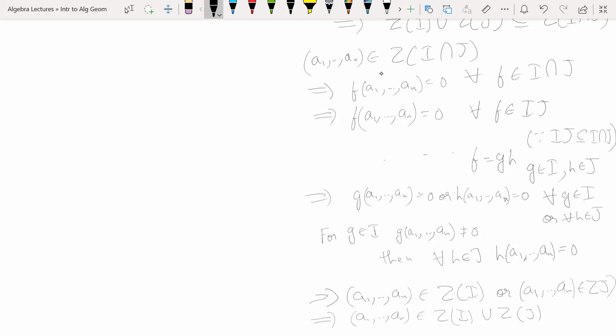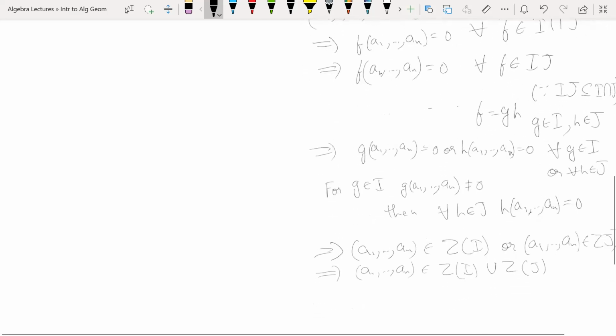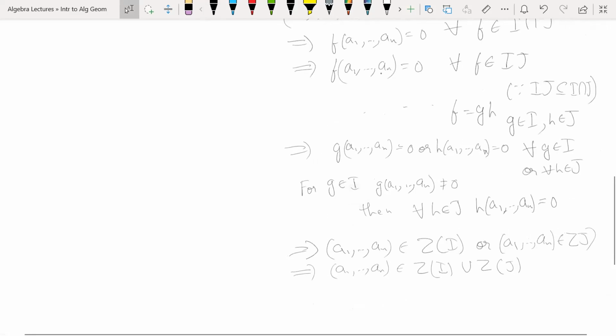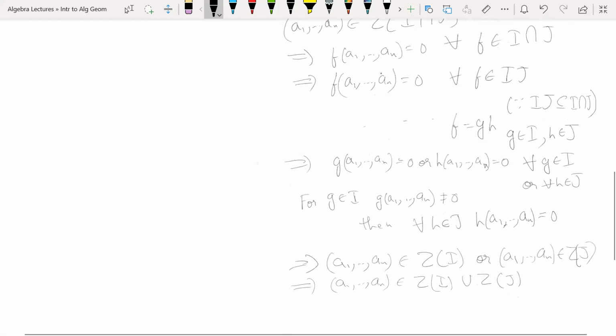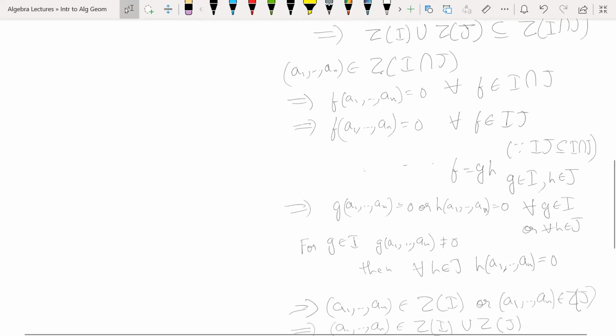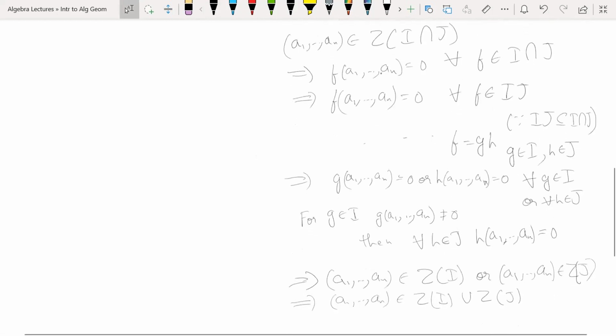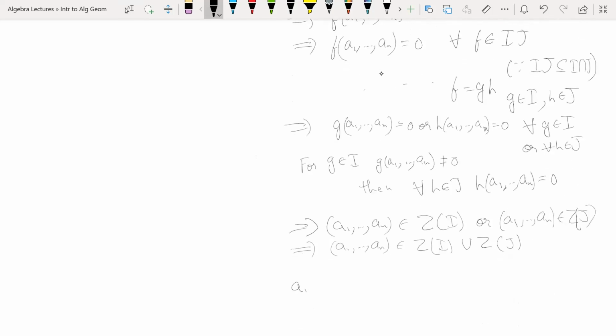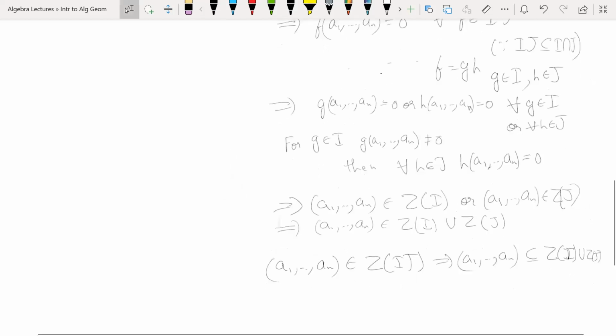Okay, so I hope, though it took a long time, this is not confusing. In fact, what we showed is that (a1, ..., an) belongs to Z(IJ) implies (a1, ..., an) belongs to Z(I) union Z(J).